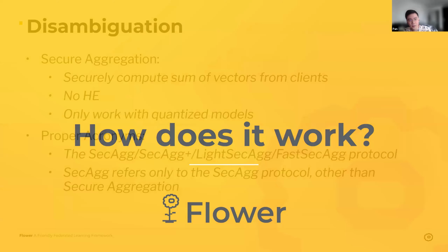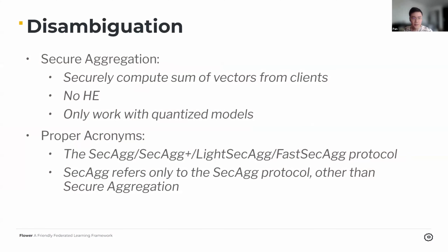So how does it work? The first thing I would like to say is that when we talk about secure aggregation, some articles might describe it as securely aggregating model parameters. You can definitely understand it like that, but the secure aggregation we discuss here is a specific technique first proposed by Bonawitz et al. They apply cryptographic algorithms on the model updates, and there's no homomorphic encryption included in secure aggregation.